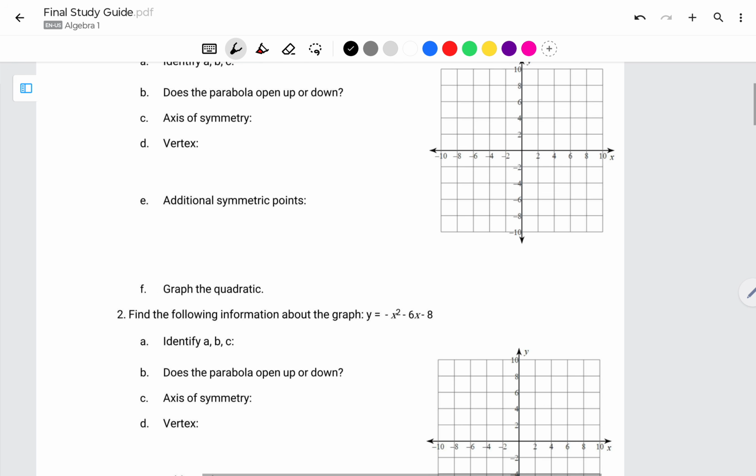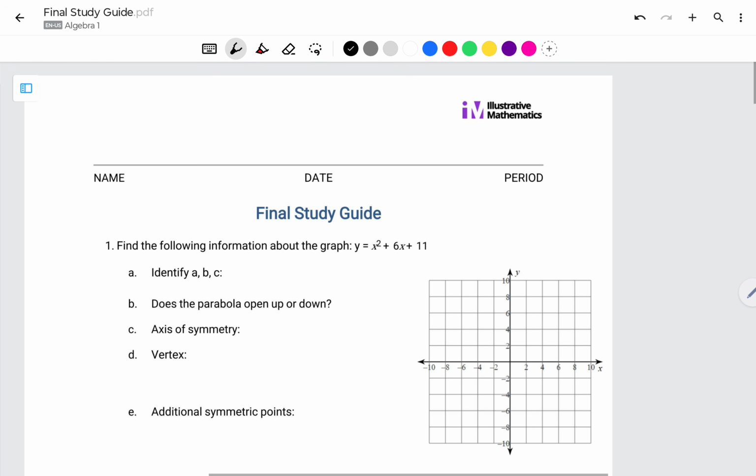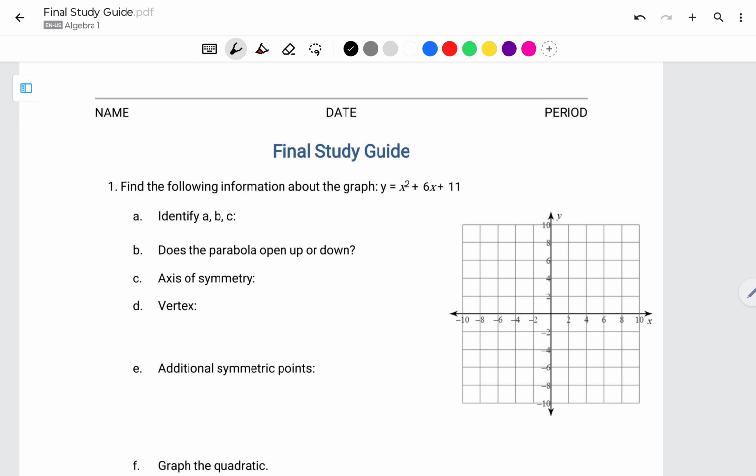The first couple of questions are on graphing quadratics. There were like 6 different steps that you had to follow, and it's pretty simple. You just got to get used to following these steps, right? Every quadratic function follows this format: ax squared plus bx plus c. When it says identify a, b, and c, those are the numbers in those positions, right?